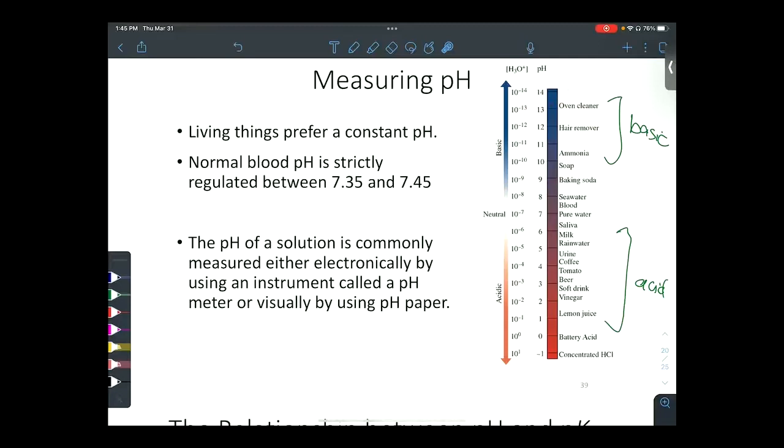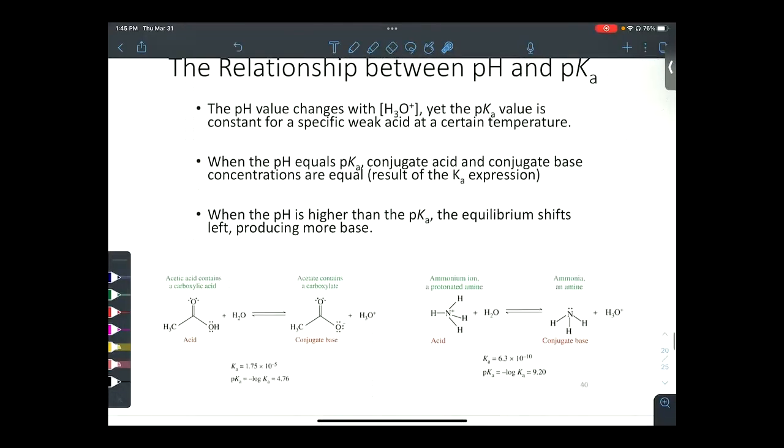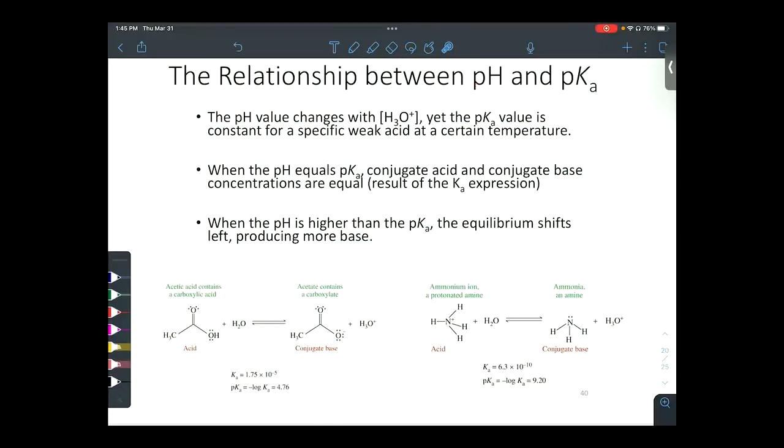Anyway, so there's the basic regime and the acidic regime. In the acidic regime, H plus is more dominant. In the other one, OH minus is more dominant. All right, let's keep going. I said before, pH means negative log of H plus. P bananas means negative log of bananas. pKa means negative log of the Ka value.